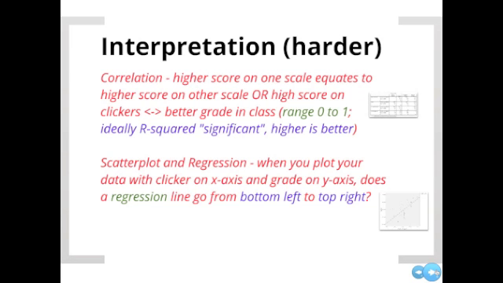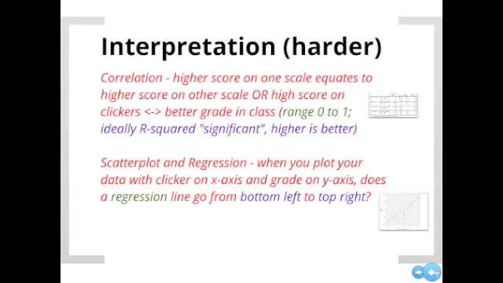So with a correlation, what I'm looking for is a high score on one scale going to kind of equate to a high score on the other scale. In other words, if the students are getting the clicker questions right, and I look at their performance on the clicker questions, which are ungraded, and they seem to be doing well on that, does that also mean that those students tend to get the better grades, the higher test grades, or the higher exam grades, however you're assessing them?